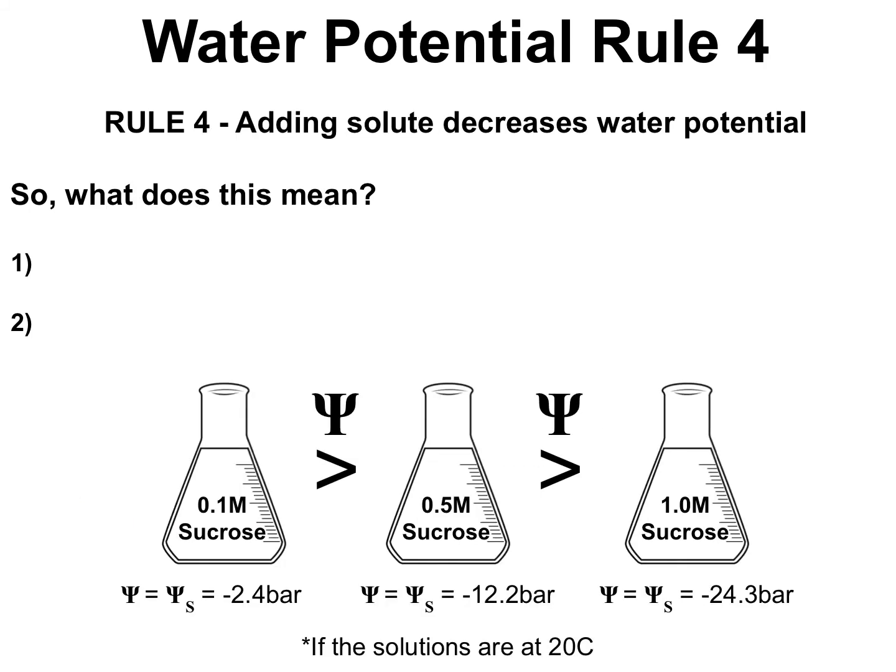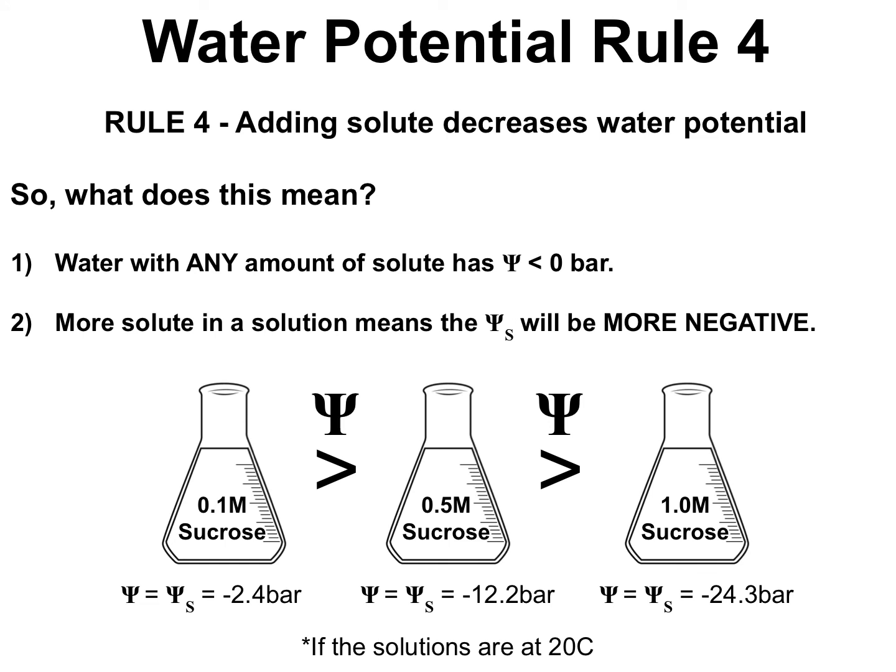Moving on to rule number 4, adding solute to a solution decreases water potential. And you can see the calculations in the beakers at the bottom, using that equation, solute potential equals negative iCRT. Now, assuming that the temperature for all three is a constant 20 degrees Celsius, increasing the solute concentration from 0.1 molar to 0.5 to 1.0 decreases the water potential each time, from negative 2.4 to negative 12.2 to negative 24.3 in these examples. This means that pure water with any amount of solute is going to have a negative water potential, a water potential less than 0 bars.